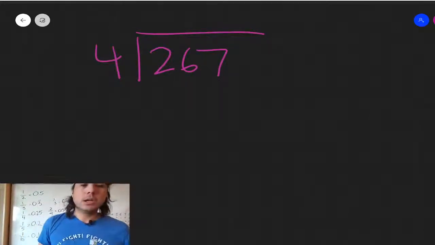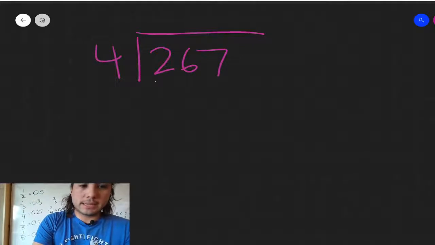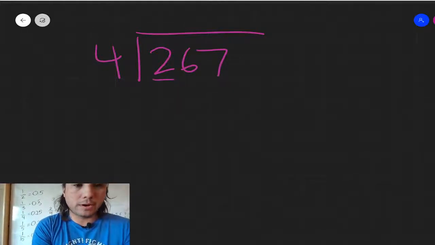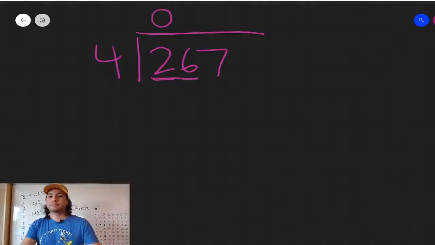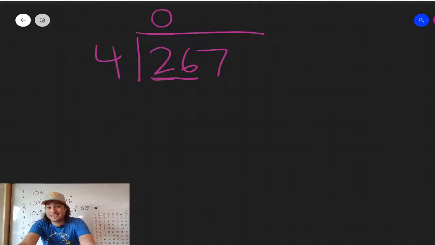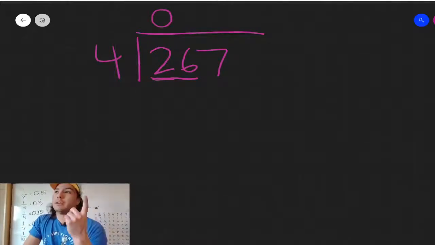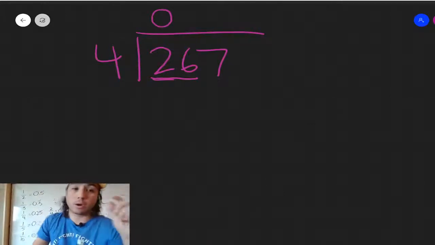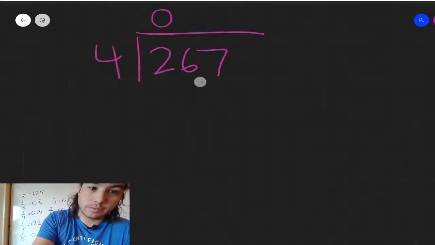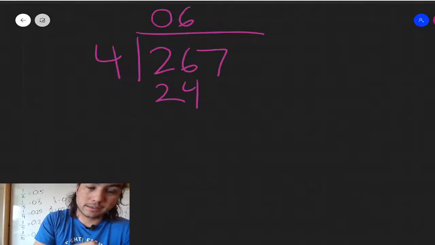Okay, so start with your largest place there, the 2. Can we divide 2 by 4 yet? No, we can't. We're going to put a 0 there so we remember, and then we're going to regroup. Okay, so 26 divided by 4. How close can we get? 4, 8, 12, 16, 20, 24, 28. No, 28's too many. 24 divided by 4 is what we can get to. And 24 divided by 4 is 6.